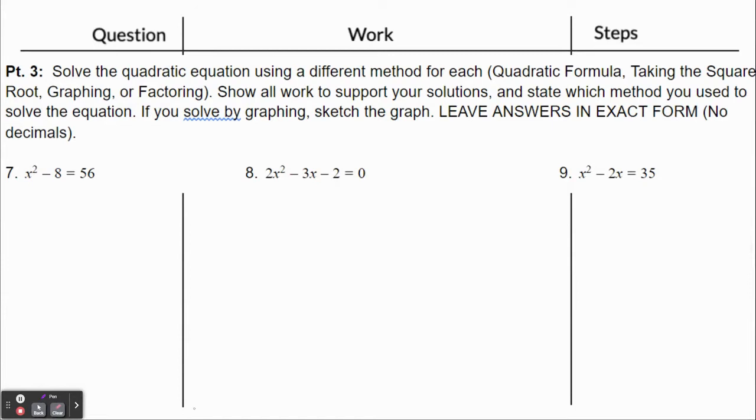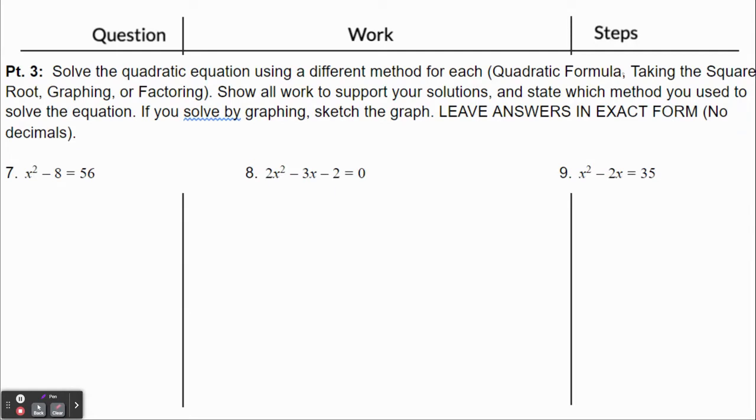So here we're asked to solve the quadratic equations using different methods. We can choose from the quadratic formula, taking the square root, graphing, or factoring. And I'm actually gonna make it a longer video that does all three of these in one. I know that might deter people from watching it, but I think it's important to understand why we choose which method for which equation here. So in this case, I'm gonna talk about all three of them and which method I'm gonna use, and then I'm gonna solve each individually.